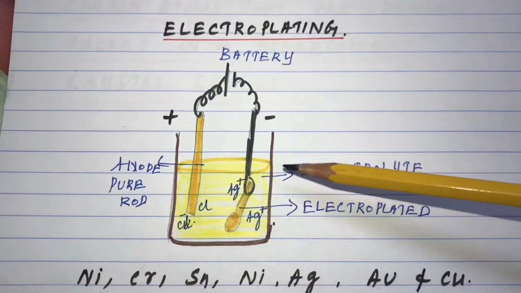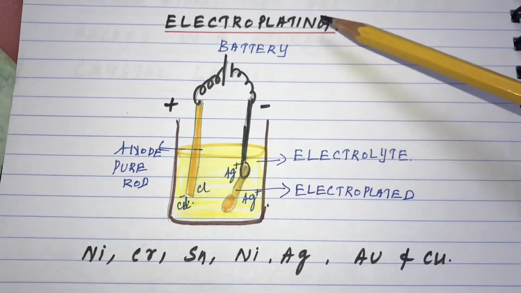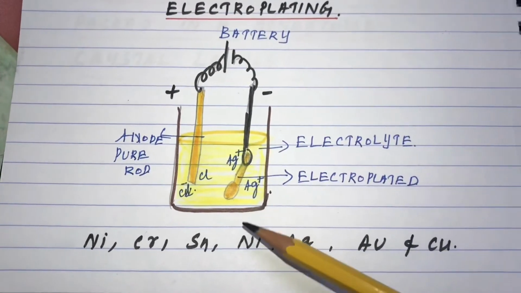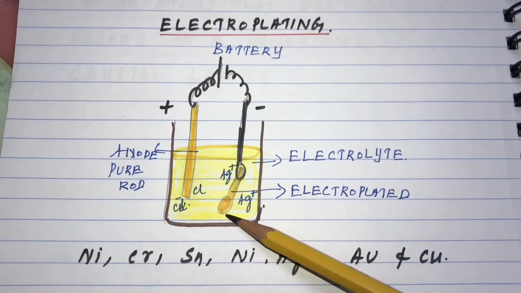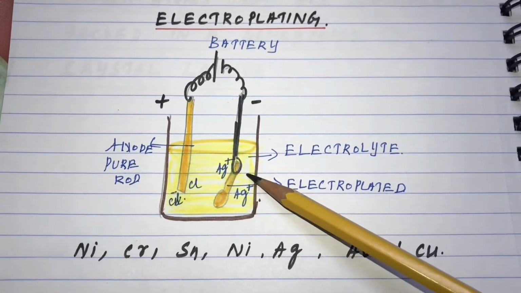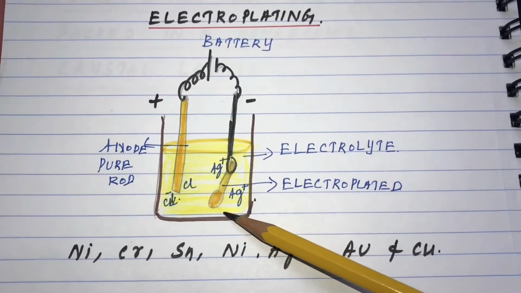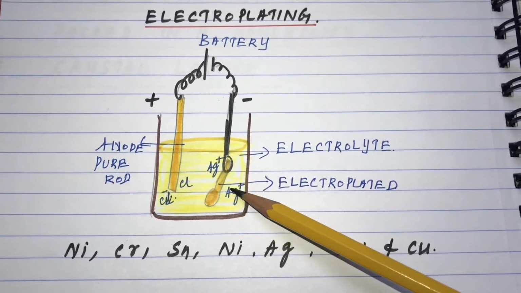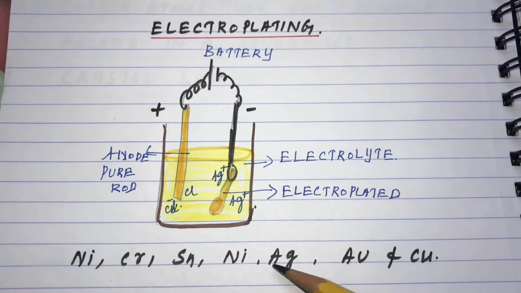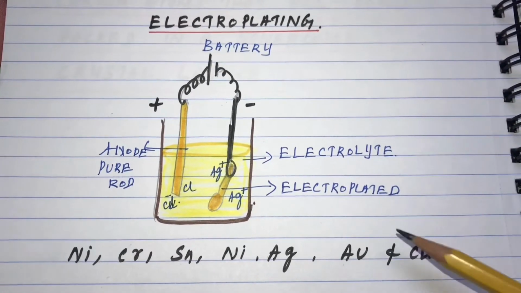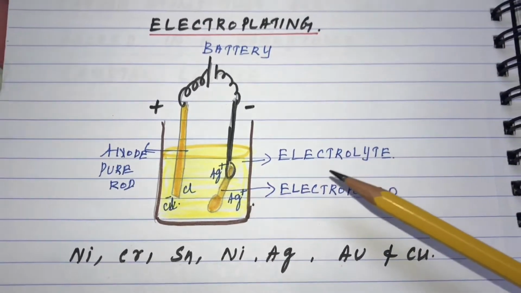Next one is, what is electroplating. The concept of electrolysis is used in electroplating. Electroplating is the coating of a desired metal over another metal. Usually nickel, chromium, tin, silver, gold and copper are preferably coated onto other metals.